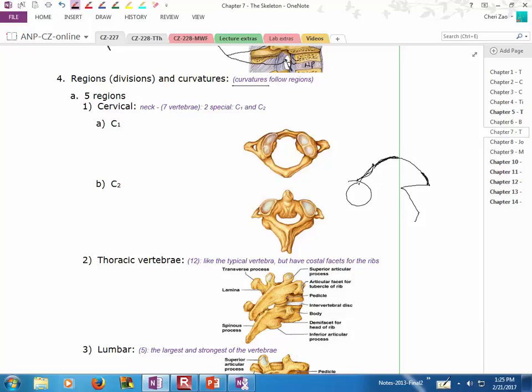Okay. So let's take a look now in a little bit more detail at the 5 regions. Cervical is referred to as the neck region, and we have 7 vertebrae, and typically that's C1 through C7 is how we actually depict that.